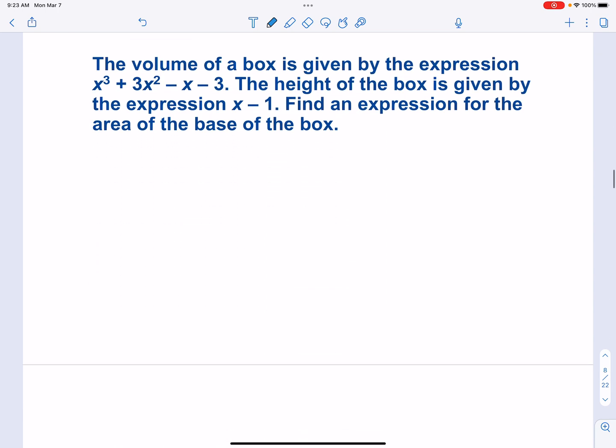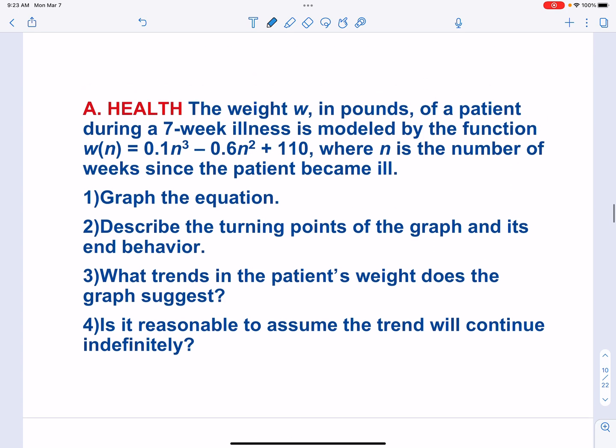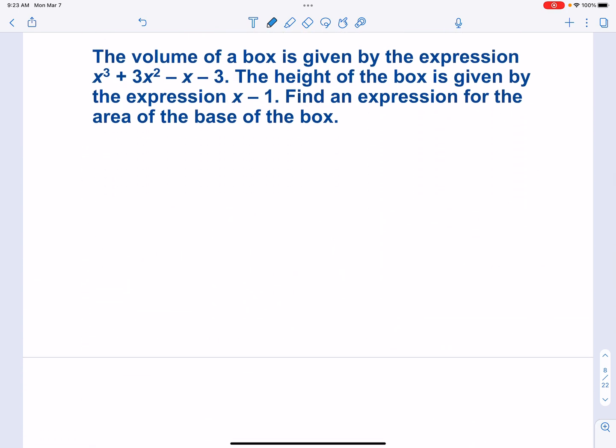All right, and we did that. I think we talked about these. I'm going to let you guys pause it and see if you've done it, fast forward through it. But the volume of the box is given, and they also give you the height of the box, and they want the area of the base. Well, isn't your volume the area of the base times the height? So if you divide both sides by the height, wouldn't that be the area of the base?